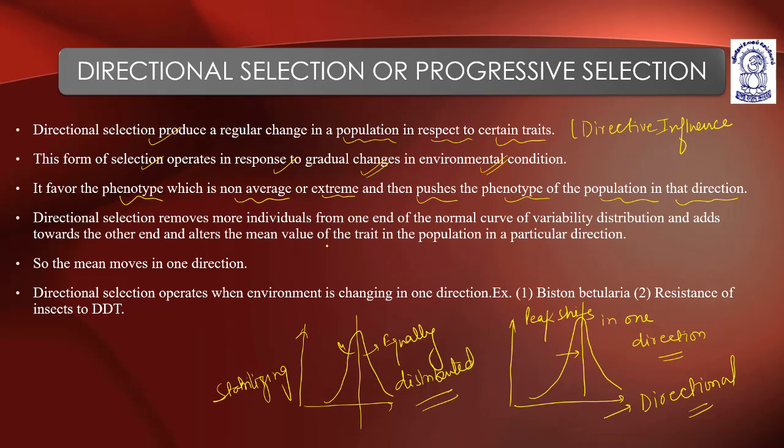Directional selection removes more individuals from one end of the normal curve of variability, so the curve or the peak will shift to one direction, and adds towards the other end. So on the other side, the number of individuals keeps increasing, and on one side the individuals are getting eliminated, and it alters the mean value of the trait in a population in a particular direction. So the mean moves in one direction. Directional selection operates when the environment is changing, meaning environmental stress.